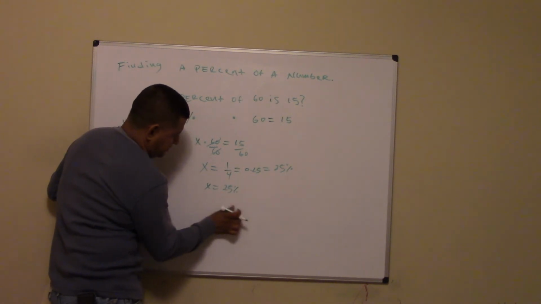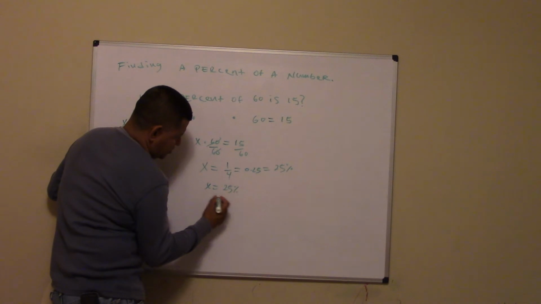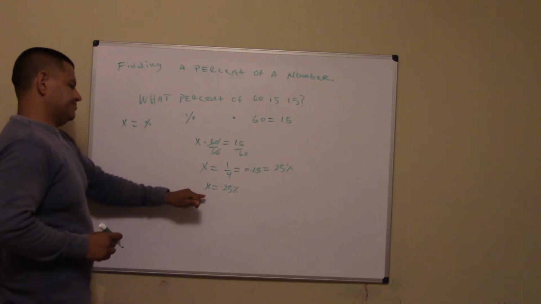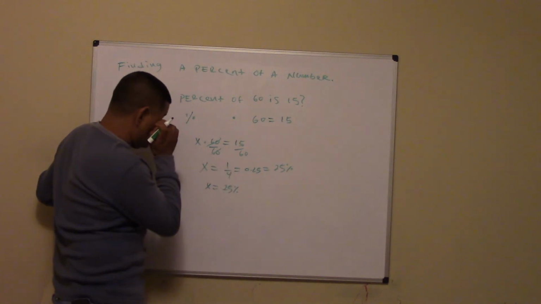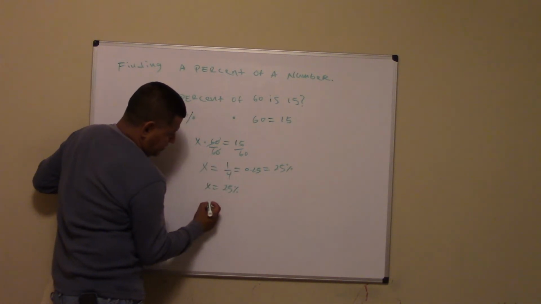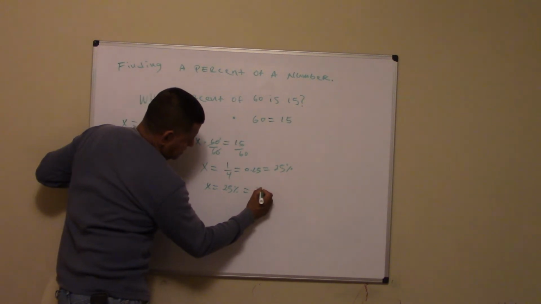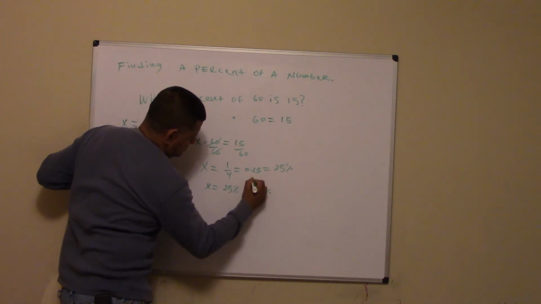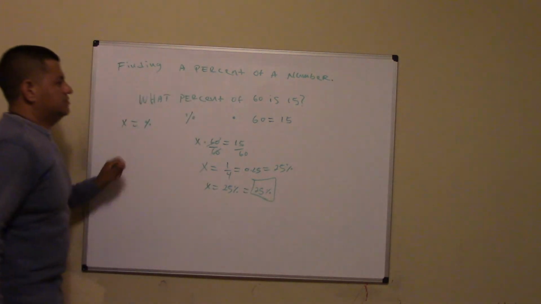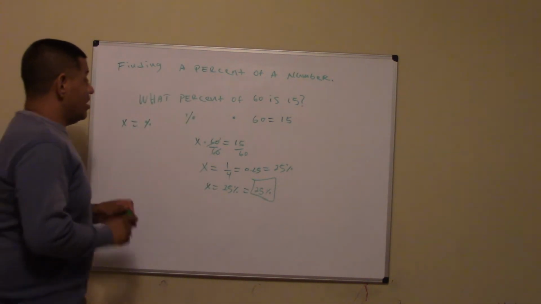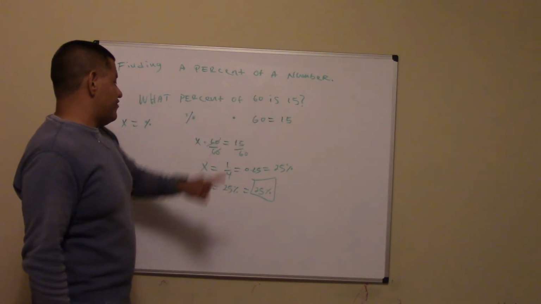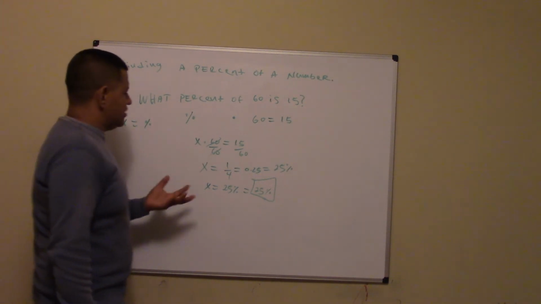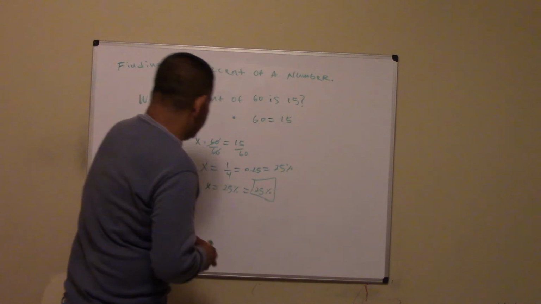So because I'm solving for the percentage, all I have to do in this case is just add the percent sign, and I get that this is 25%, right? Okay, cool. That makes sense, because how many 15s are there in 60? Well, that is 4, so that makes sense.